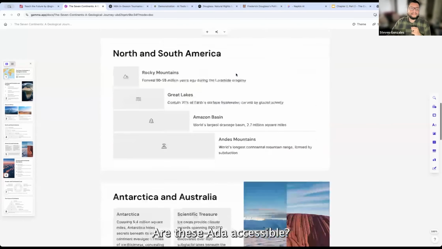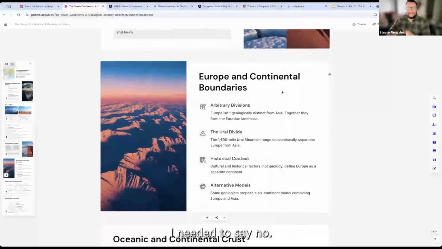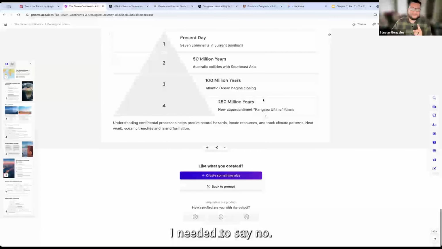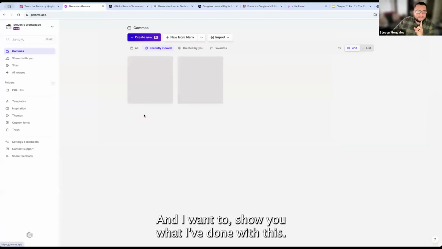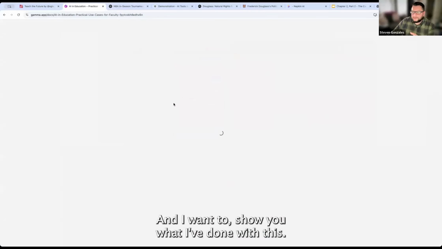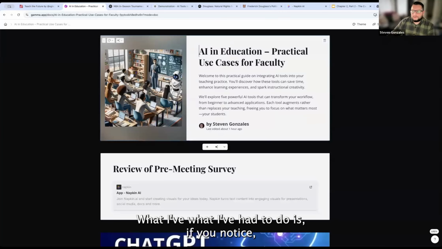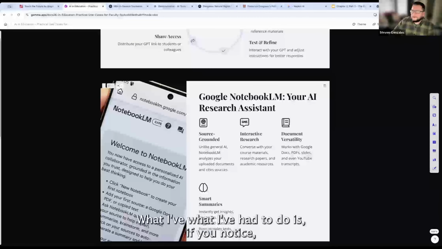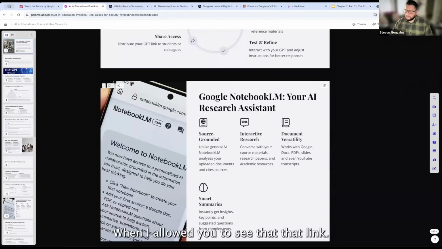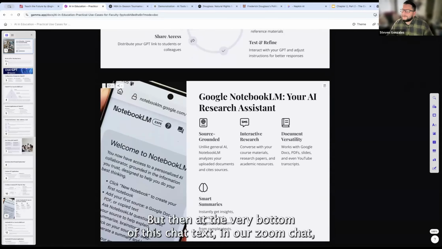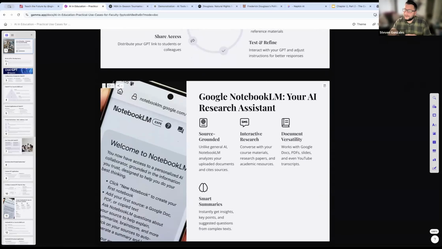One great question: are these ADA accessible? I needed to say no. Gamma is not currently ADA accessible. And I want to show you what I've done with this. What I've had to do is, if you notice, when I typed in that message, I allowed you to see that link. Let's go to the web. I allowed you to see that link, but then at the very bottom of this chat text in our Zoom chat, I say accessible PDF here.